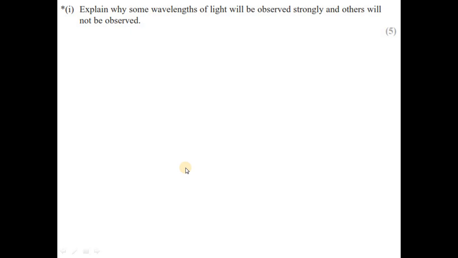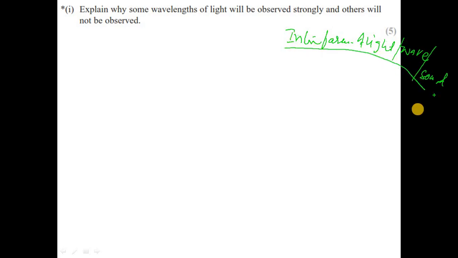Now explain why some wavelengths of the light will be observed strongly and others will not be observed. This is again a typical question of interference of light, or interference of waves, or maybe interference of sound, and we use a similar answer for all such situations. In general, when two coherent lights, waves or sounds meet at a point, they interact constructively or destructively.